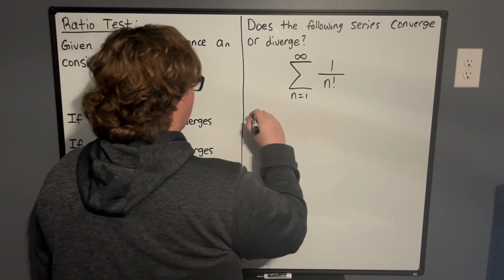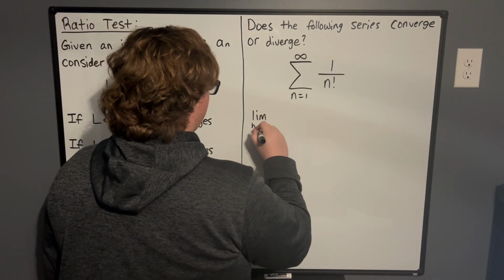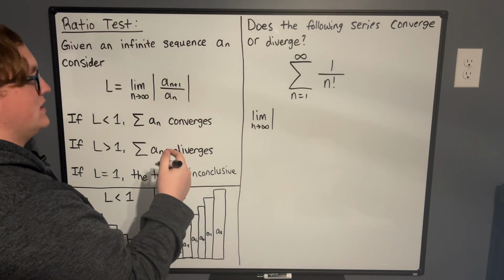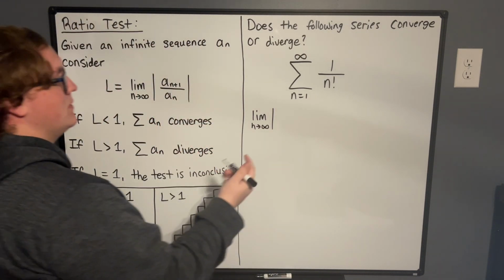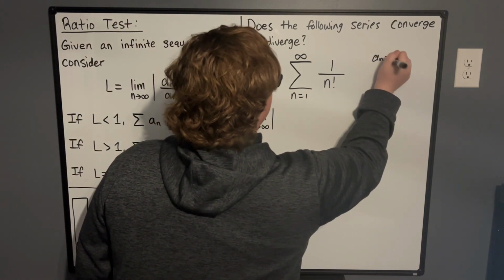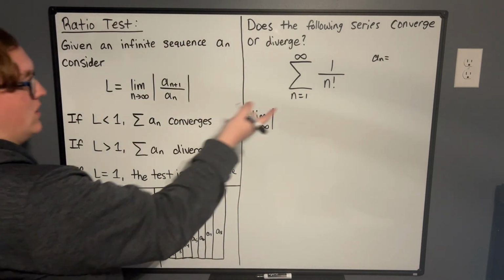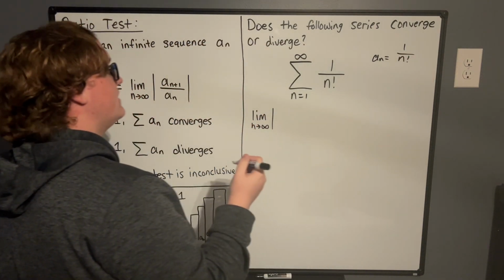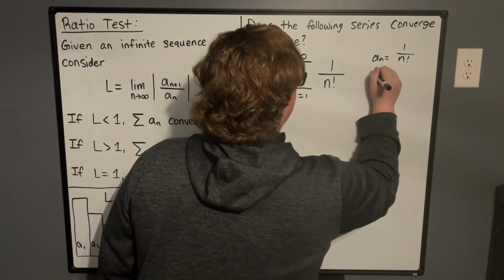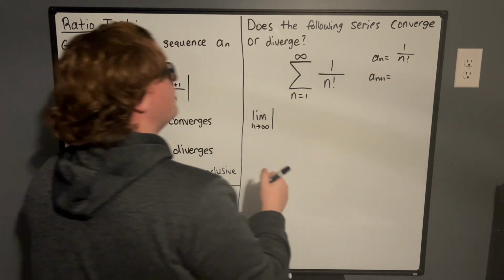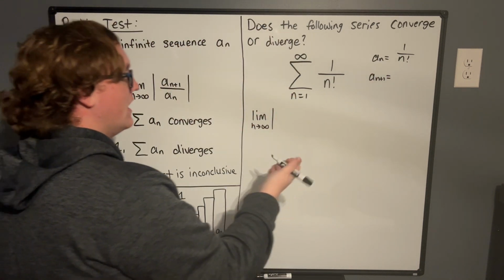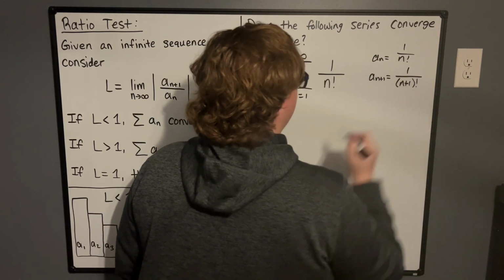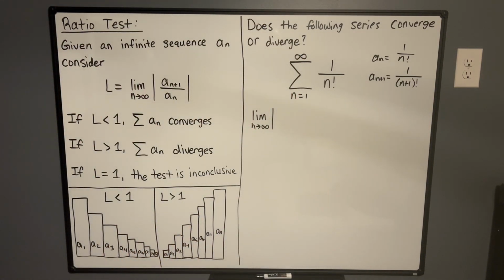We need to look at the limit as n goes to infinity of the absolute value of a sub n plus 1 over a sub n. First, let's identify what a sub n is. A sub n is the argument of the series here, so our a sub n in this case is 1 over n factorial. Now let's think about what a sub n plus 1 would be. A sub n plus 1 is just plugging in n plus 1 where we see an n, so it's 1 over n plus 1 factorial. Those are the terms that we need here.